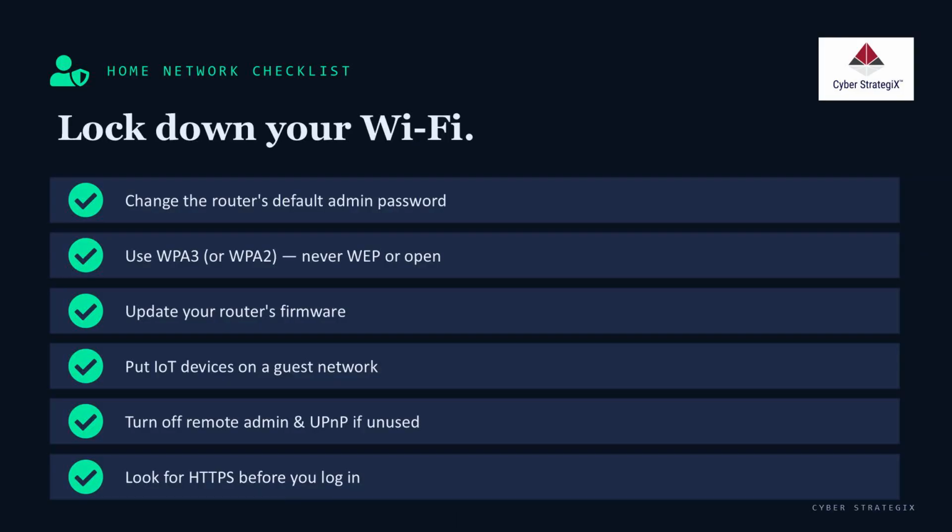Let's make it practical. Here's how to lock down your home network. Change the router's default admin password. Use WPA3, or at least WPA2, and never WEP or an open network. Update the router's firmware. Put your smart devices on a separate guest network. Turn off remote administration and universal plug-and-play if you don't use them. And always check for HTTPS before you log into anything.